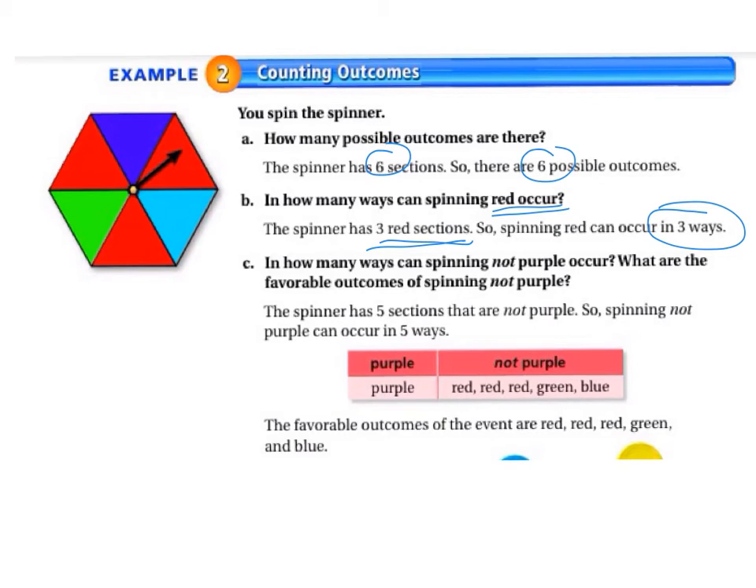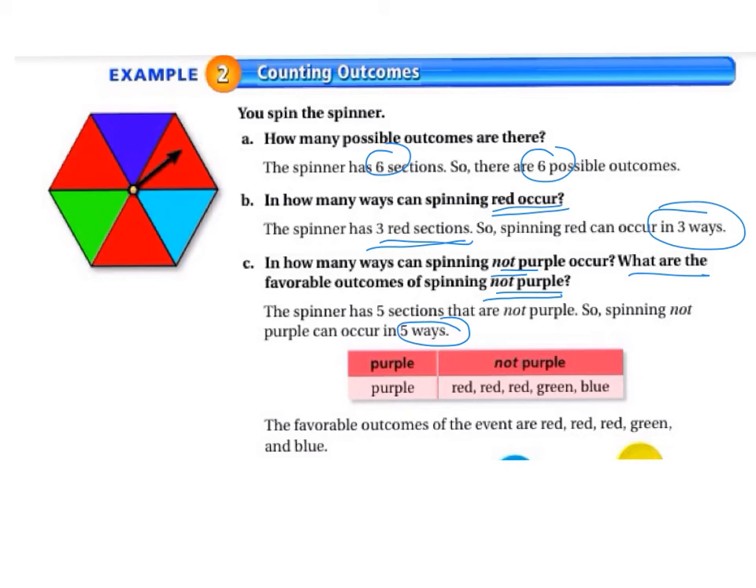In how many ways can spinning not purple occur? And what are the favorable outcomes of spinning not purple? So the spinner has 5 sections that are not purple, so spinning not purple can occur 5 ways.